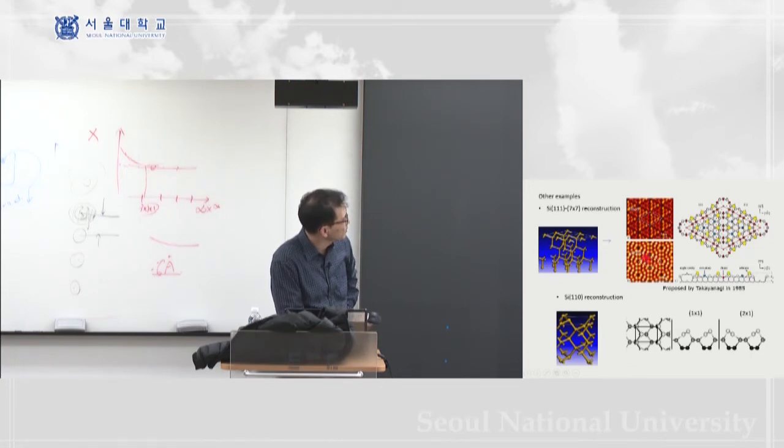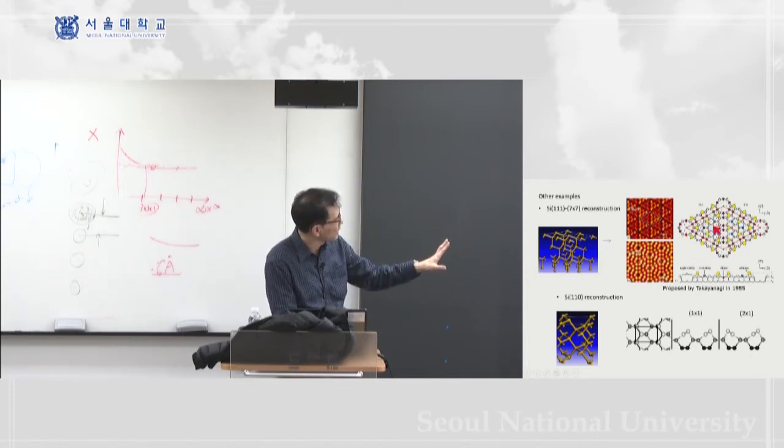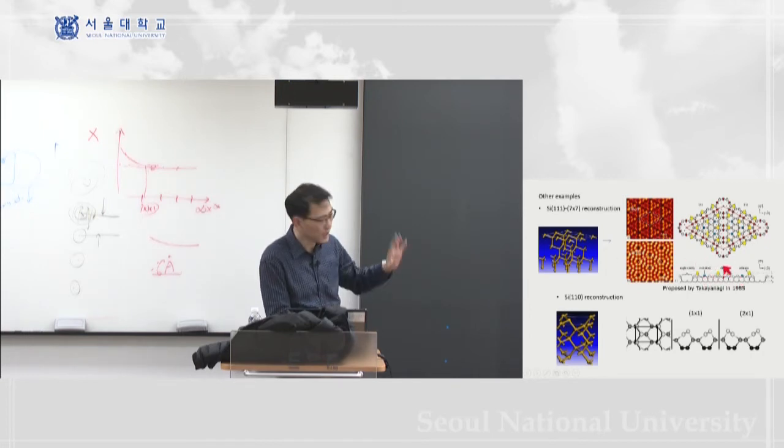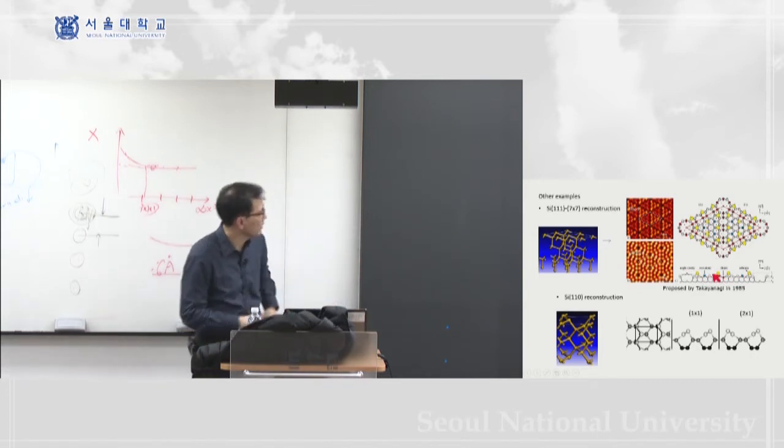And people later found that this STM image reflects the underlying atomic structure like that. So it's quite complicated. There are some dimers and adatoms and some cavities, right? People later compared this modeling and the STM image, and they concluded that this reconstruction looks like that. So it's a highly non-trivial reconstruction pattern.